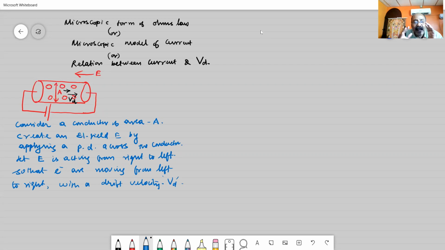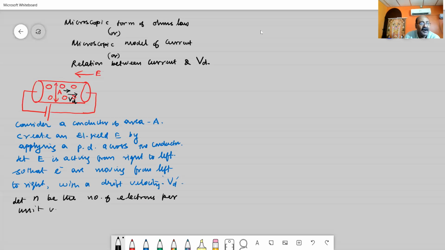See, we have to consider a relationship between current and the drift velocity. So what I am doing? I am making a small assumption. What is that assumption? Let small n be the number of electrons per unit volume of the conductor. That is, in unit volume, that is 1 meter cube volume of the conductor, the number of electrons available is taken as small n. Okay.